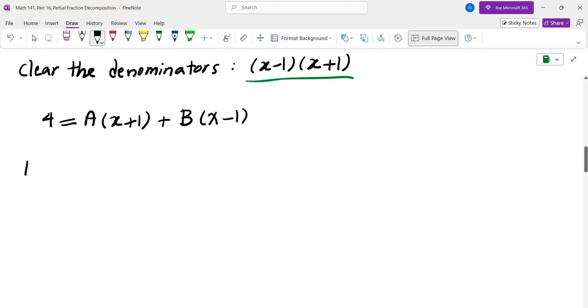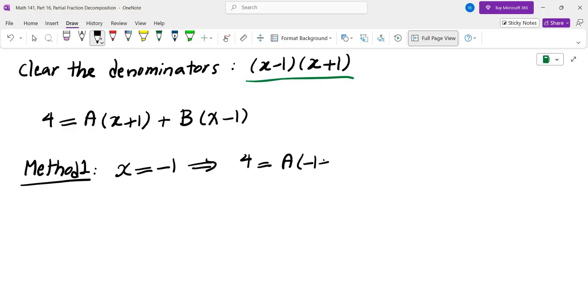A and B. Method number 1 is going to be by substituting values of x. So if we plug in x = -1, the coefficient of A disappears. So we get 4 = A times (-1 + 1) plus B times (-1 - 1).